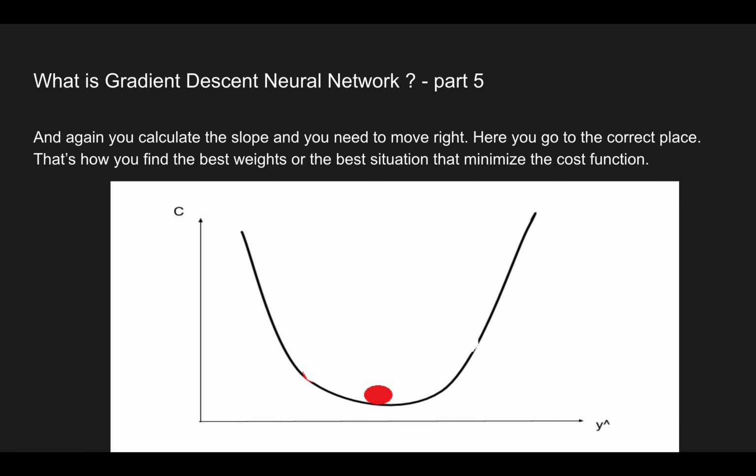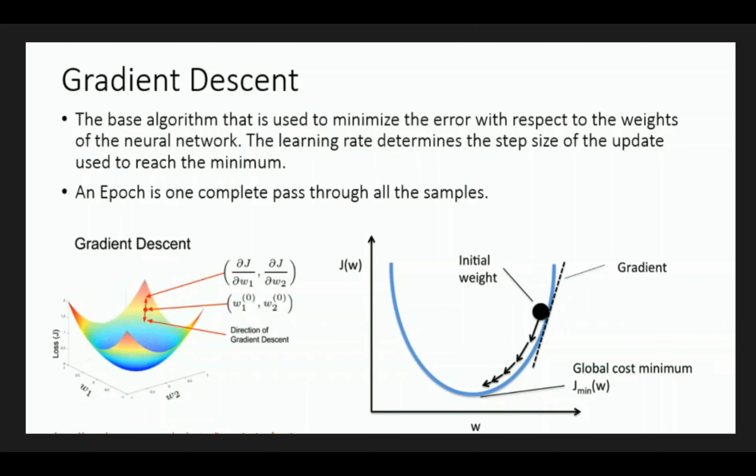Okay, so this is how gradient descent works. Again, I will explain in more detail. This is the graph of gradient descent, and you will be able to understand. Here I have already written the same thing: the base algorithm that is used to minimize the error with respect to the weights of the neural network.